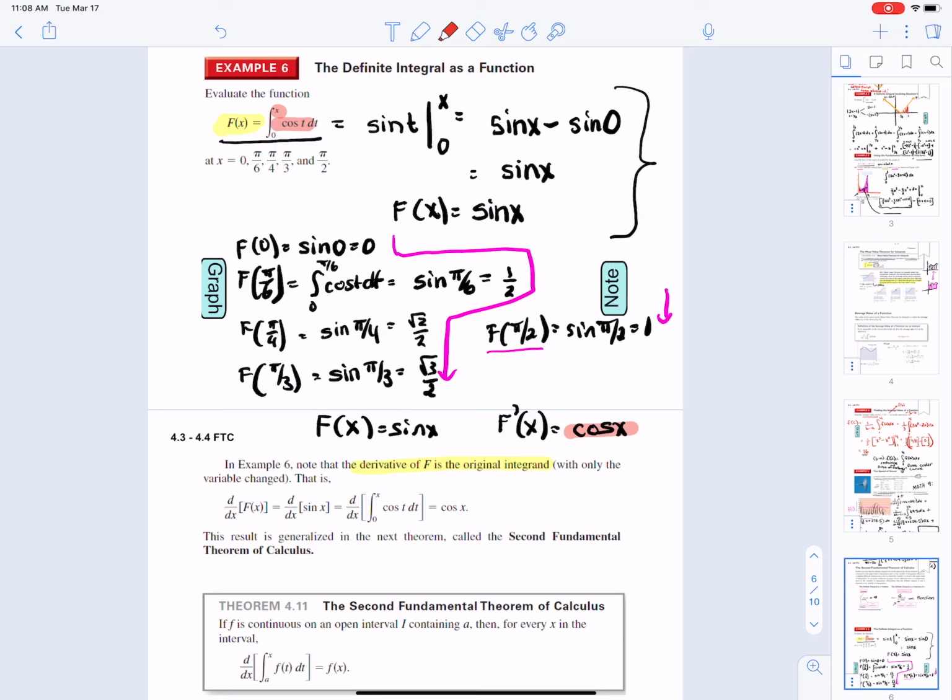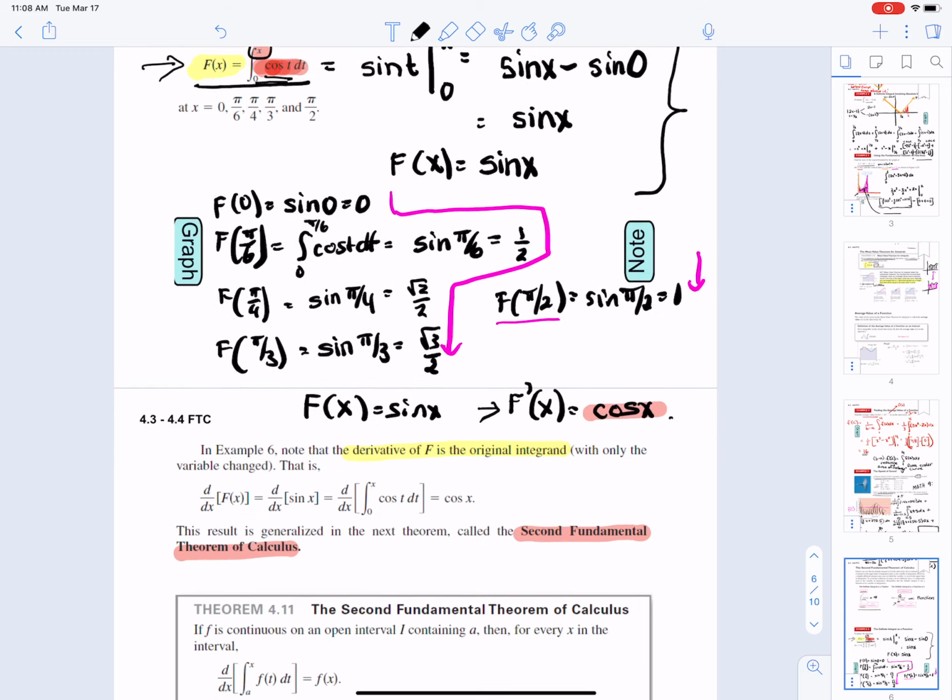Now, this will help us lead into the second fundamental theorem of calculus, which tells us that if I want to do the integral of that function and then take the derivative of it, like I did down here, it's no different than just taking that inner function, cosine t, replacing the t with an x, and writing that as the value of my answer.